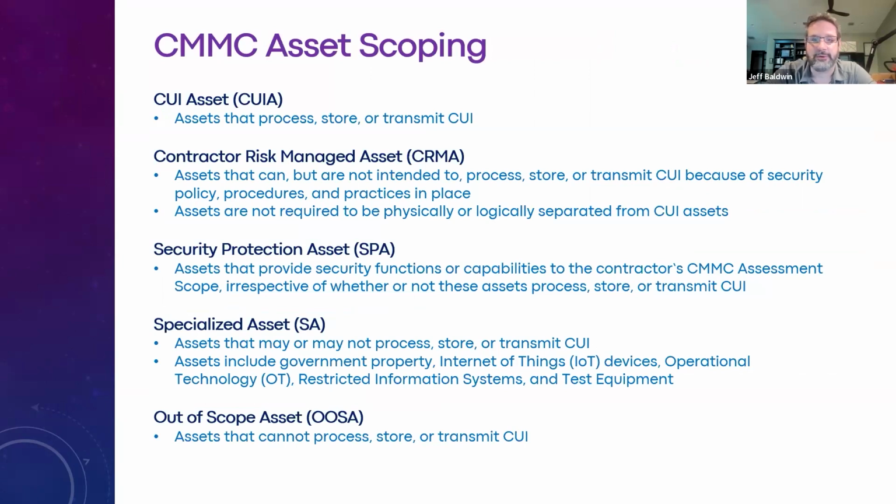in Level 2 for CUI scoping for CMMC, there are 5 categories. The first 4 are in assessment scope. The last one is not in assessment scope. An out of scope asset is an asset that cannot process, store, or transmit CUI.